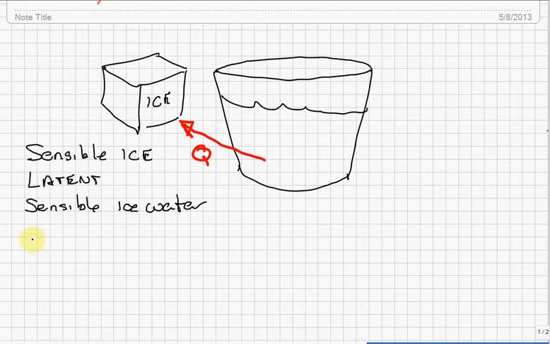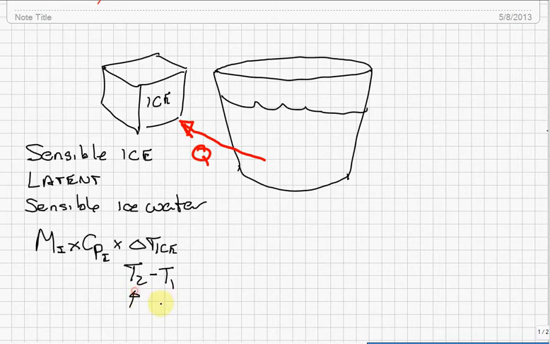Okay, let's take a look first of all at the sensible heat for the ice. That's going to be the mass of the ice times the specific heat capacity of the ice times the delta T of the ice. And the delta T of the ice would be T2 minus T1, as it always is. But in this case, T2 is going to be 0 degrees C, and it's always going to be 0 degrees C for T2, regardless of what my starting point is, because it's only ice up to the 0 point. If it's at +1, it's not ice anymore, it's water. Okay, so we have that one.